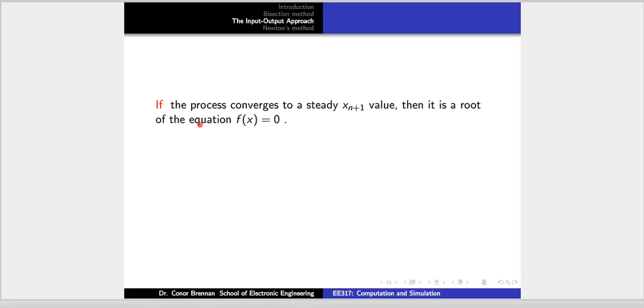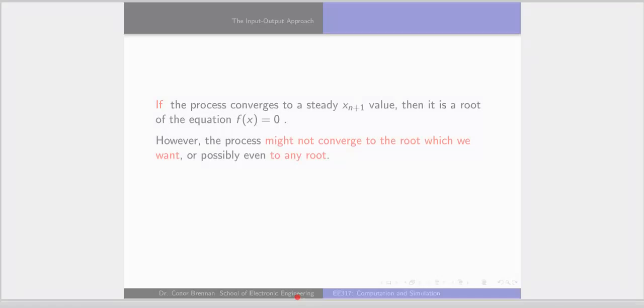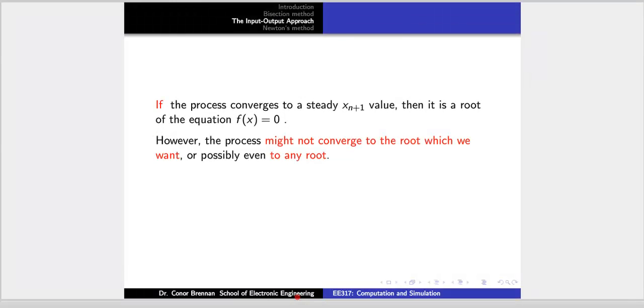If the process converges, it's not entirely clear whether it will or not, and we'll investigate that later. However, the process may not converge to the root we want. We may be looking for a particular root. This process might converge to a completely different root, and it may not converge at all.